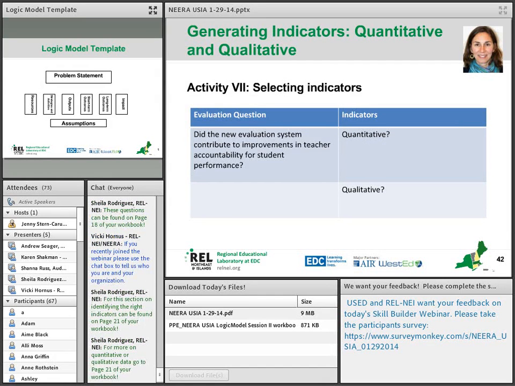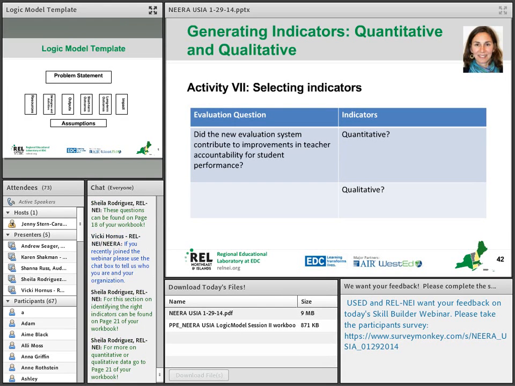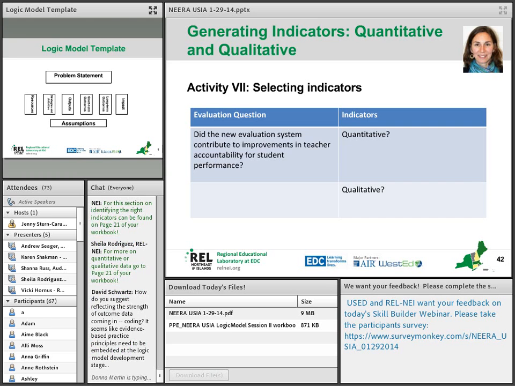Now we take the example from the educator evaluation case, and we ask a question about whether or not the new evaluation system contributes to improvements in teacher accountability for student performance. You'll note the types of evaluation questions that we've posed related to the educator evaluation case. We're trying to think about a wide range of outcomes associated with the new educator evaluation, many of them the types of outcomes that you might see in the short or intermediate term, rather than only focusing on the long-term outcome of changes in student achievement, because we really do think there are a wide range of outcomes and evaluation questions you might consider about new educator evaluation systems.